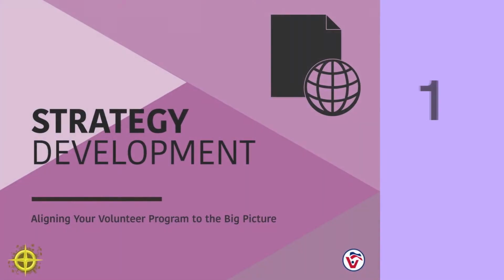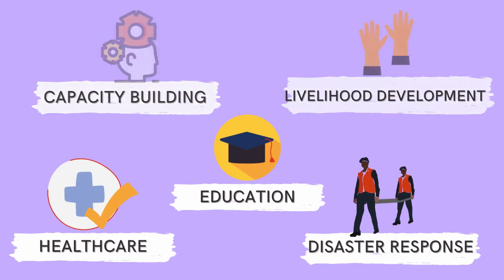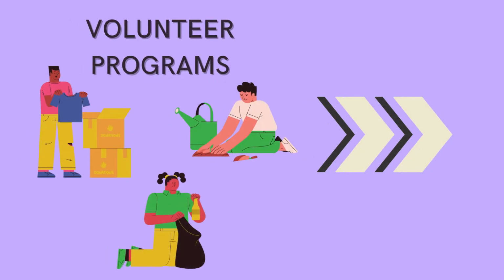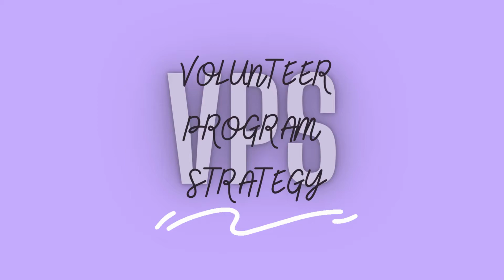The first component, strategy development, involves the development of a strategic plan on how to engage volunteers for community development projects or initiatives. For example, capacity building, livelihood development, healthcare, education, disaster response. Volunteer programs should have a clear direction of where it is headed, how it is getting there, and for what purpose. A well-written and clearly articulated volunteer program strategy is an essential communication tool any volunteer manager can use when advocating or promoting a program to various stakeholders.